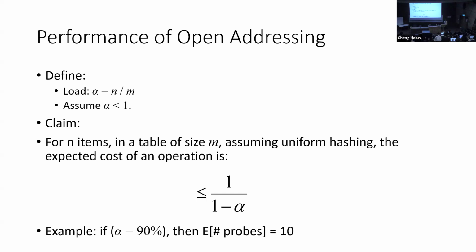But what is the good news? The good news is it does not depend on n. That means it does not depend on how many numbers. If you have 1 million people, it is 10 probes. You have 1,000 trillion people, it is still 10 probes, as far as your occupation rate is 90% of the table.